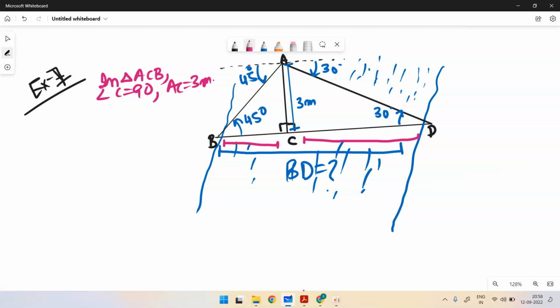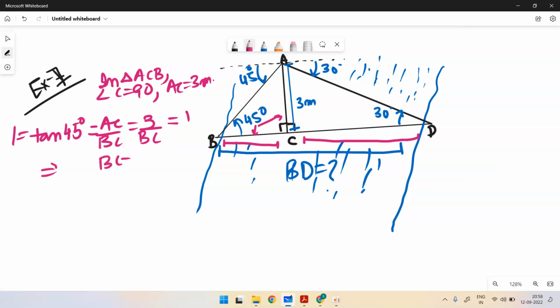So with respect to 45 degrees, this is my perpendicular and this is my base. So tan 45 degrees is nothing but AC by BC. AC is given to be 3 meters, and tan 45 degrees is 1. This will be equal to 1 which implies BC is nothing but 3 meters. Now this is 3 meters.